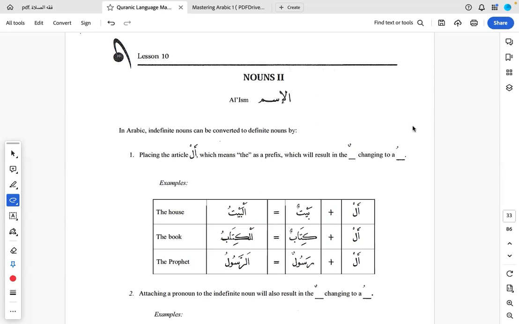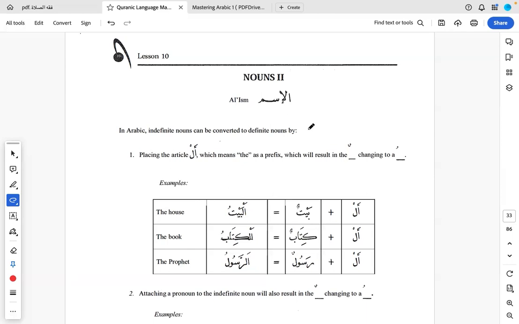Today we are having the second half of the lesson that is dealing with nouns, الاسم. So we're going to talk about more features that have to do with الأسماء or nouns in Arabic. The basic thing that we're going to talk about today is how to convert an indefinite noun into a definite one.